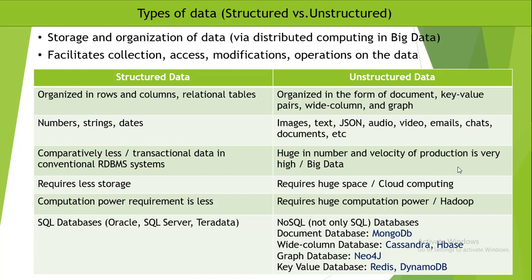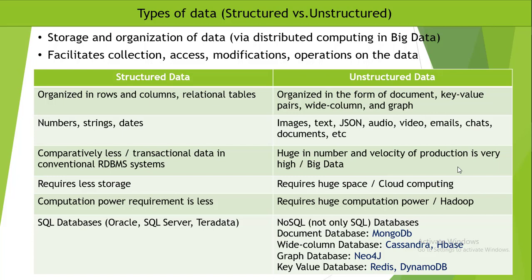And they can be organized, but for each organization they have a different type of database specifically for that organization, and they can be organized in the form of a document, key value pairs, wide column, and graph. Now, let's come back to structured data. Structured data are actually transactional data, and they are in conventional RDBMS systems, which are relational database management systems, which we have already talked about, like Oracle, SQL Server, Teradata.